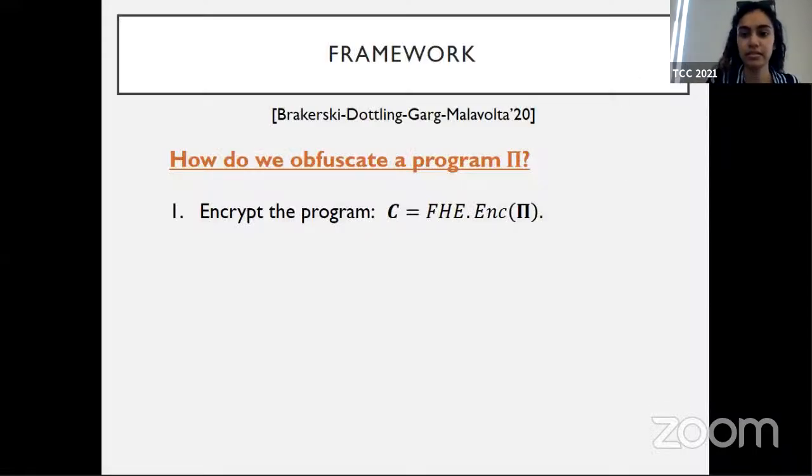Please forgive me. You've lost your screen share, so you'll need to share screen again. Yes, that's good.